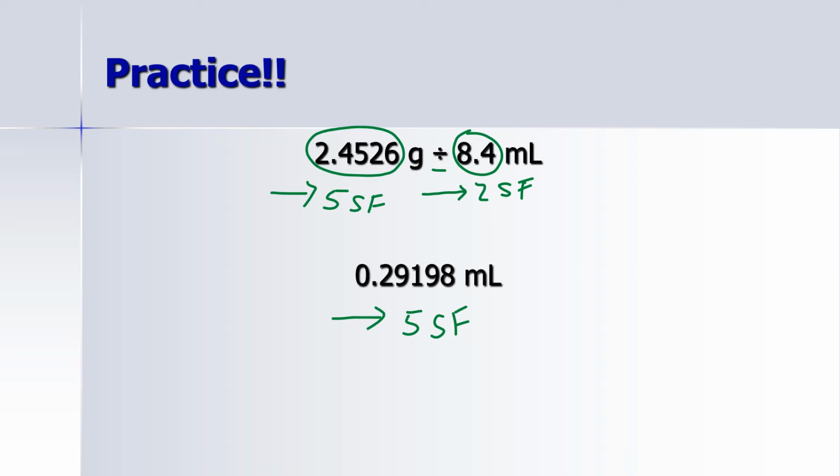Now when we round this to 2 sig figs, we want to keep the 2 and we want to keep the 9. And the next number is a 1, which is less than 5, which means our 0.29 can just stay 0.29 milliliters. That's our answer.